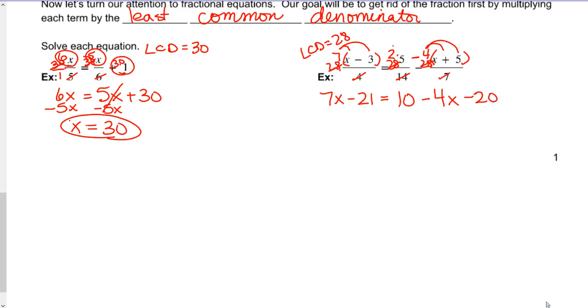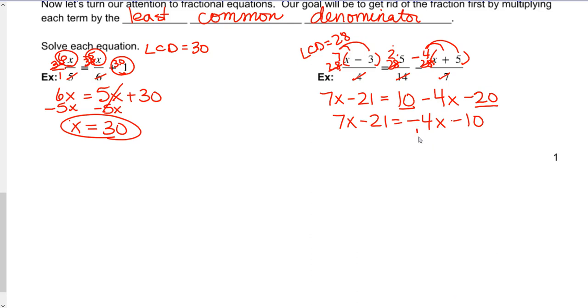No fractions, but now we're going to be able to solve that. I'm going to go ahead and combine these two things here. 7x minus 21 equals, I'm going to bring this in front, negative 4x, and 10 minus 20 is a negative 10. And if you're having trouble with that, make sure you check it on your calculator.